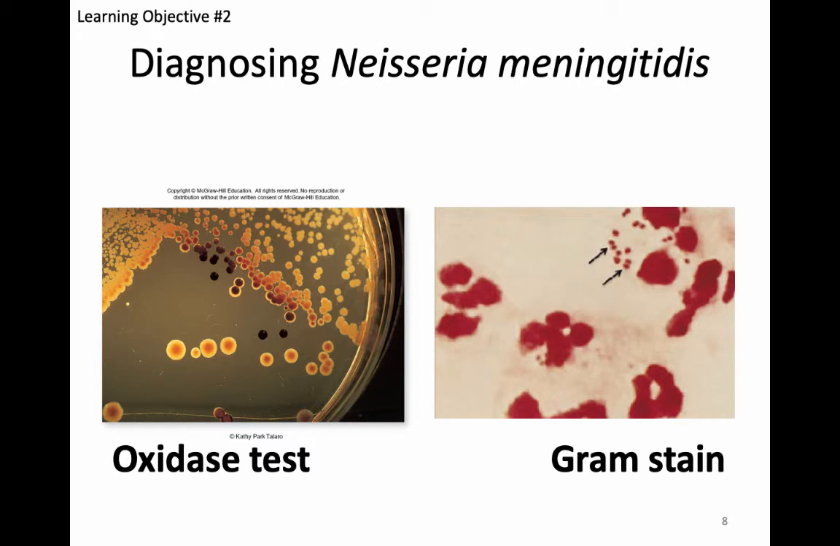On the left, we have Neisseria growing on an agar plate, and you overlay the growth with a chemical that will turn brown if the microbe produces oxidase. So all of these dark brown or black colonies are positive for oxidase, and this is the case with Neisseria. You can also do a gram stain where you would look for a gram-negative diplococcus, which is indicated with the arrows in this gram stain picture.